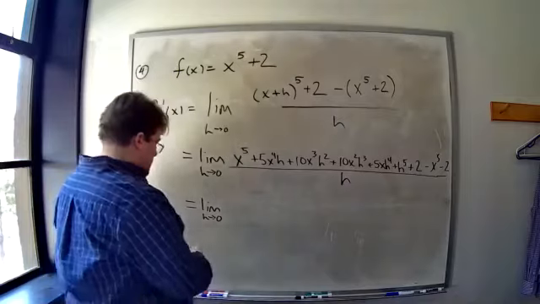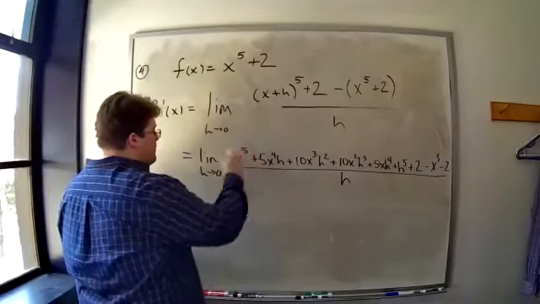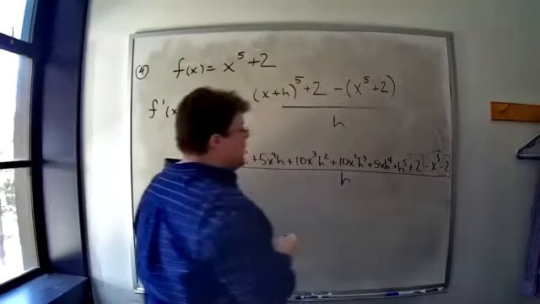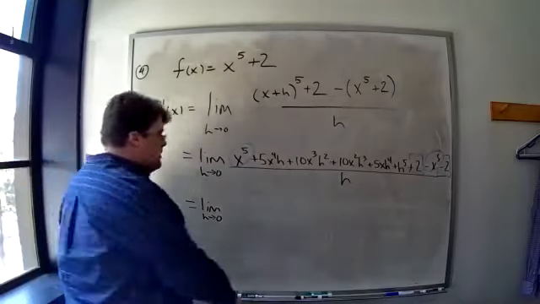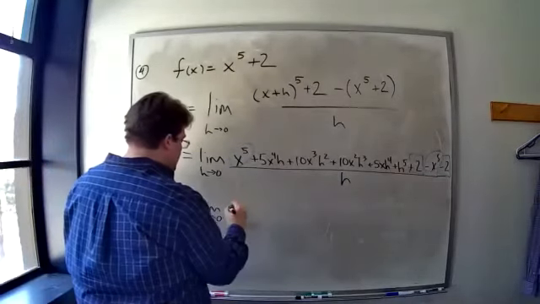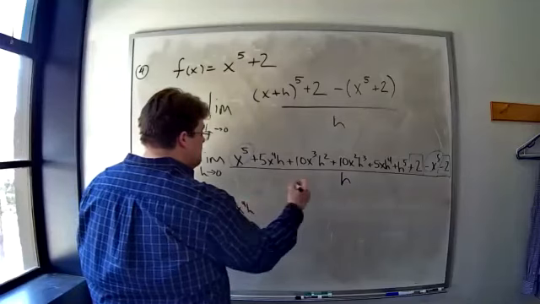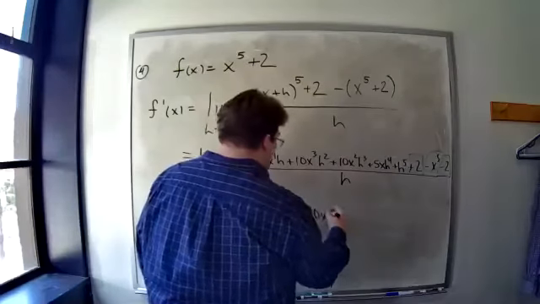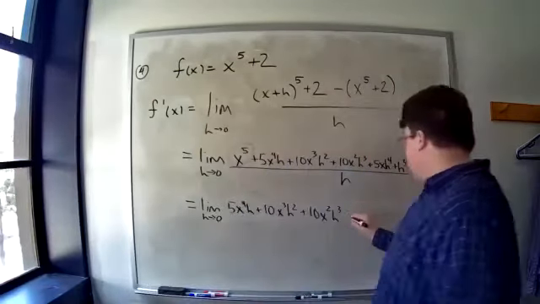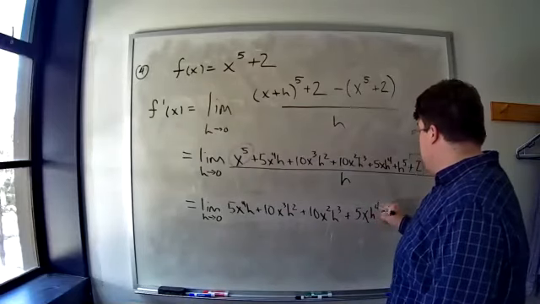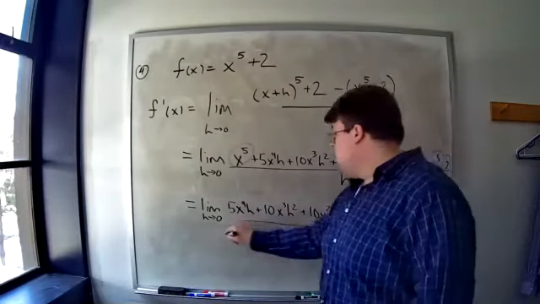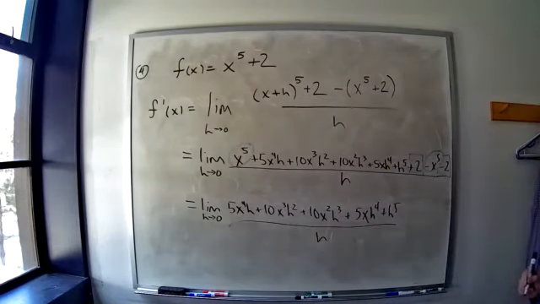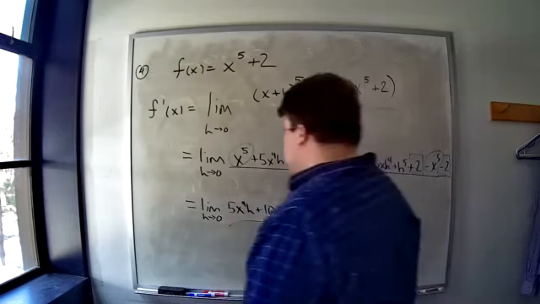But notice x to the 5th and negative x to the 5th cancel, as do 2 and negative 2. So let's write this without those. We're still left with a 5x to the 4h, a 10x cubed h squared, a 10x squared h cubed, a 5xh to the 4, and an h to the 5th. And all of this is still divided by h. All we did was add those 4 things in the top to 0. But now everything has an h.